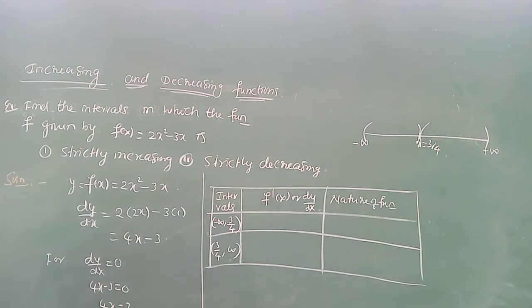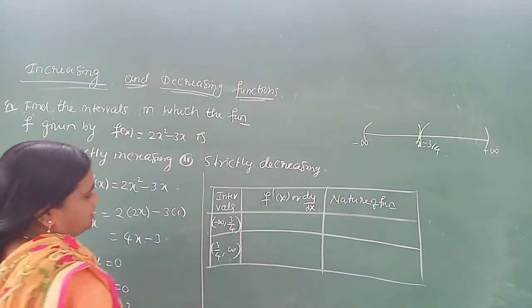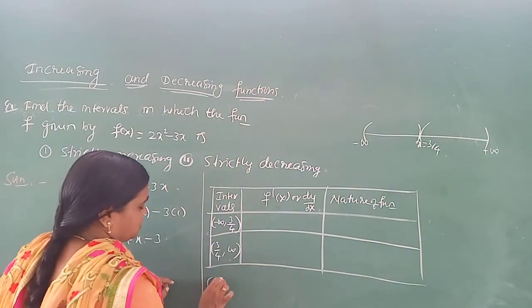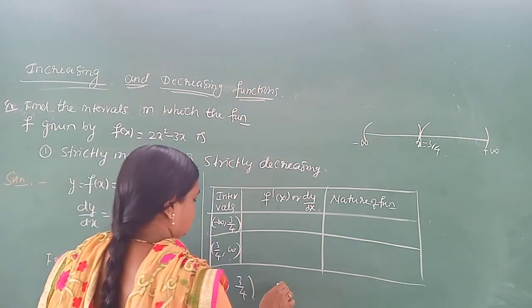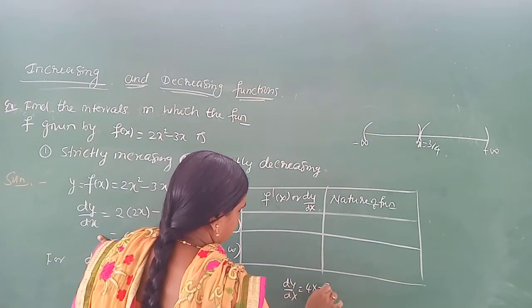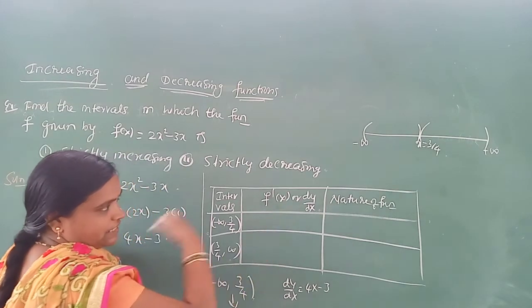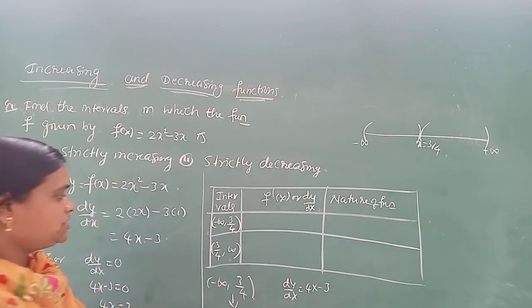See, minus infinity to 3 by 4. Okay, in between, let me check minus infinity to 3 by 4. What is our f dash of x or dy by dx? dy by dx is 4x minus 3. In this interval, if I take x is 0, because it lies on the left-hand side. Correct, this is our assumption, this is verification.